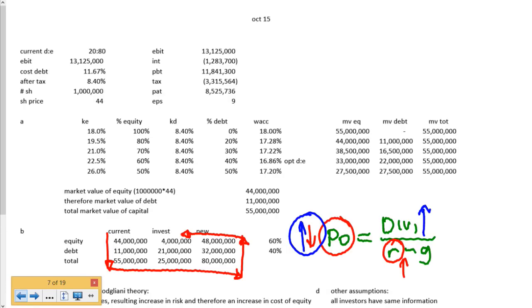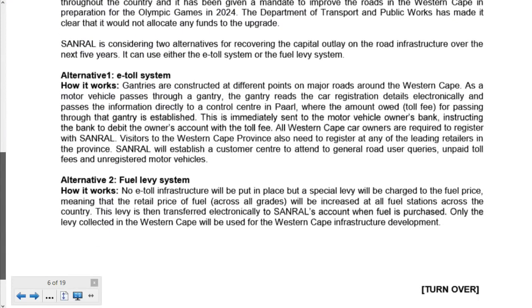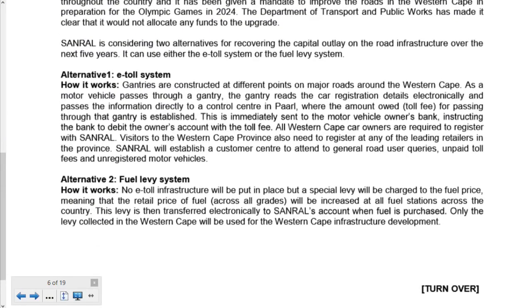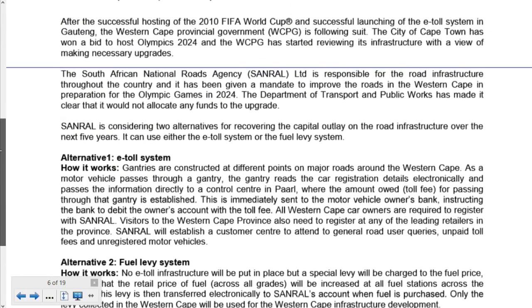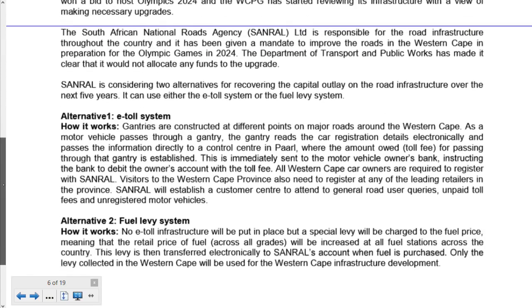Oh, wait, I've missed out the whole beginning bit of the question, haven't I? Sorry, here's the story. But it's the same story. After the successful launching of the World Cup, the Western Cape provincial government is hosting the Olympics, so they need to fix the roads. And here's the two alternatives.